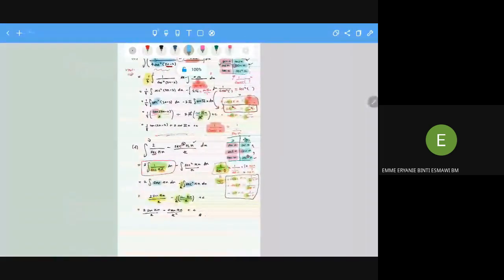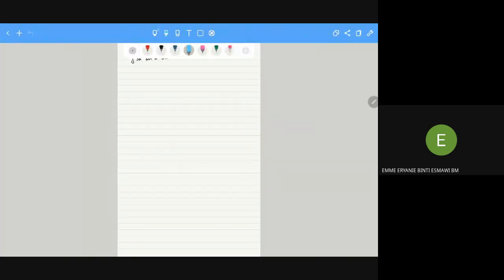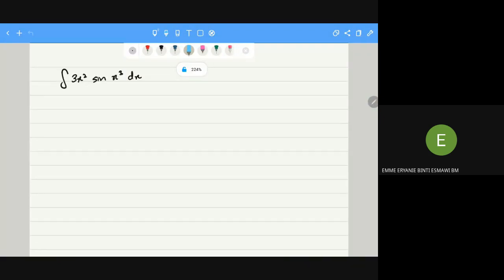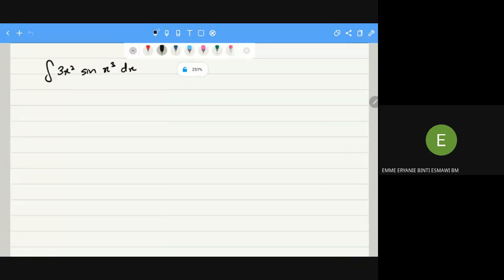Okay, so let's see what are the types of questions, pattern of questions yang kita kena pakai substitution. Okay, look at this question. Now, the angle for this triangle is x power 3. X power 3 is not linear. Okay, jadi, let me revise. Tips for substitution. There are a few now, getting more and more.